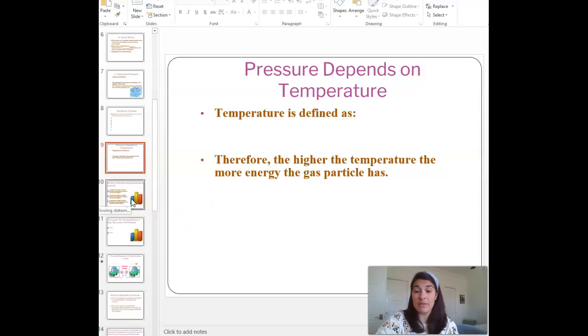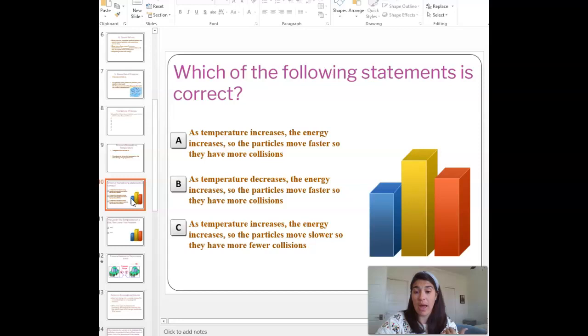So I want you to think about this question now and go ahead and submit which of those statements, justifications, is going to be the best. Okay, so as you read through this, the correct answer should have been A. As temperature increases, the energy increases. So the particles are moving faster, so they have more collisions. And then boom, boom, boom, big idea, more pressure.